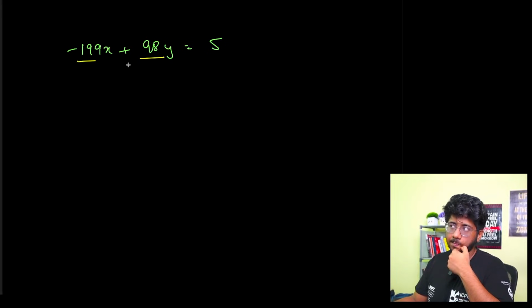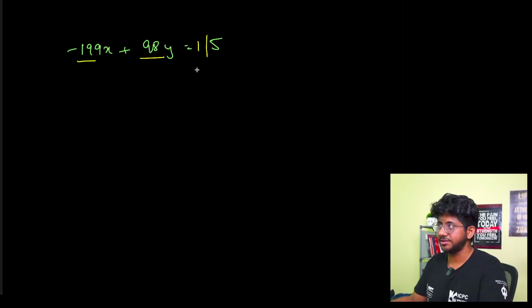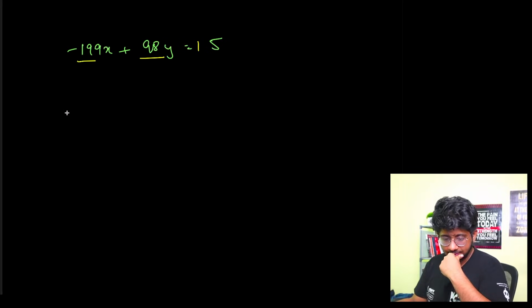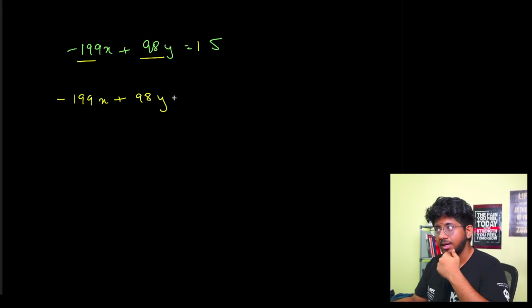So it's fine. We can always find a solution because 1 divides this. So we have a solution. We will have a solution for sure. So what we can try and write is 199x plus 98y equal to 1, and maybe try to find out a solution for this, right?